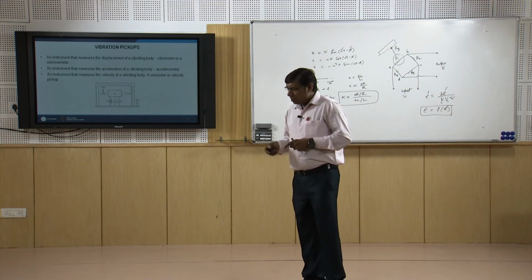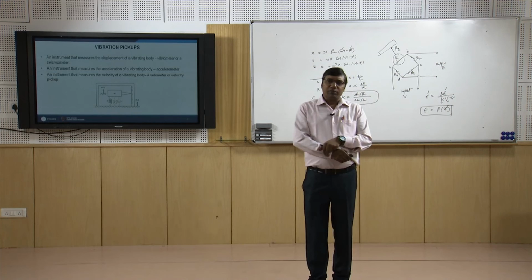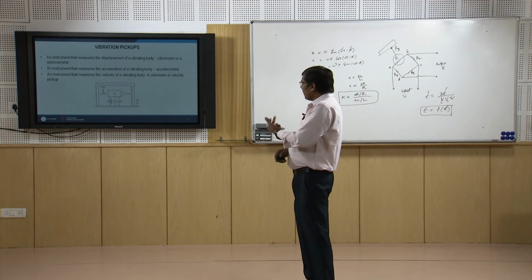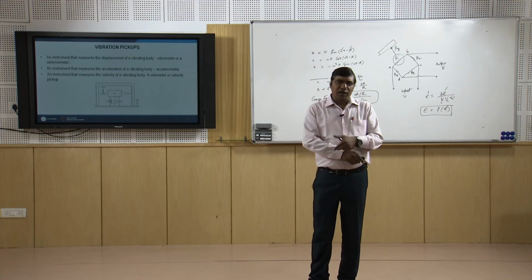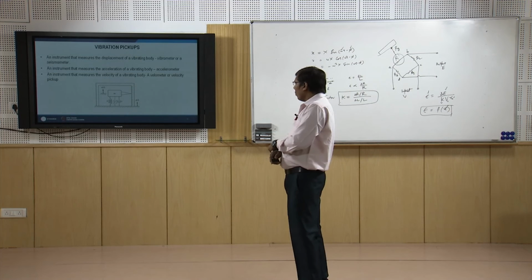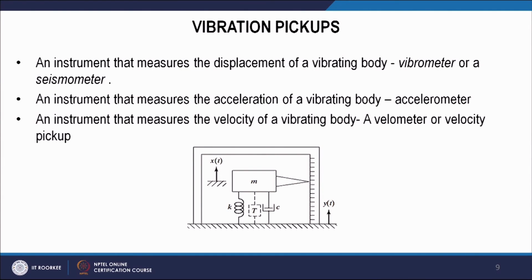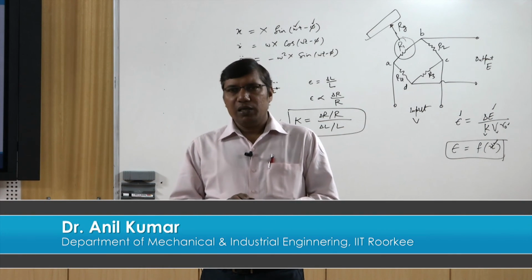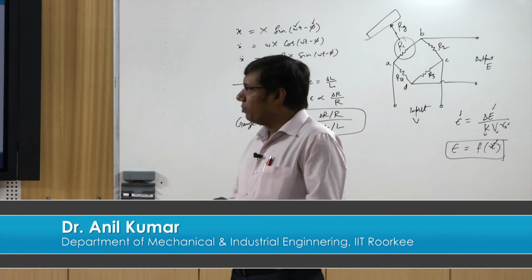These vibration pickups can be of different types. Their names differ based on what they measure. If they measure displacement, they are called vibrometer or seismometer. If they measure velocity, they are called velometer or velocity pickups. However, if they are used to measure acceleration responses, they are known as accelerometers.